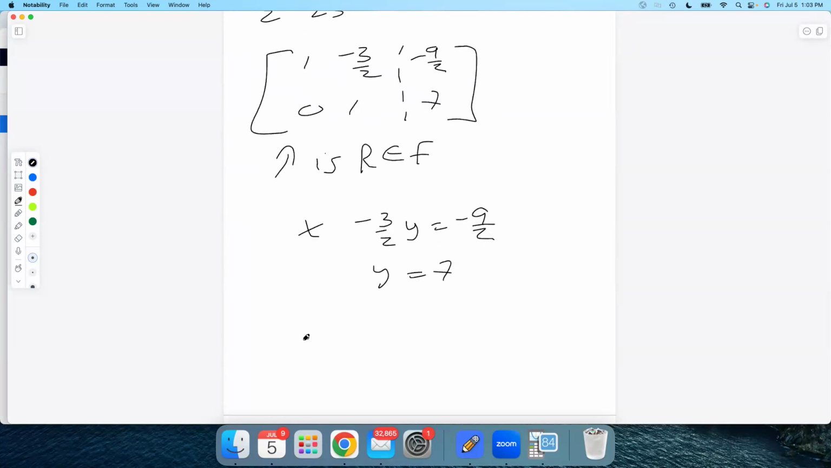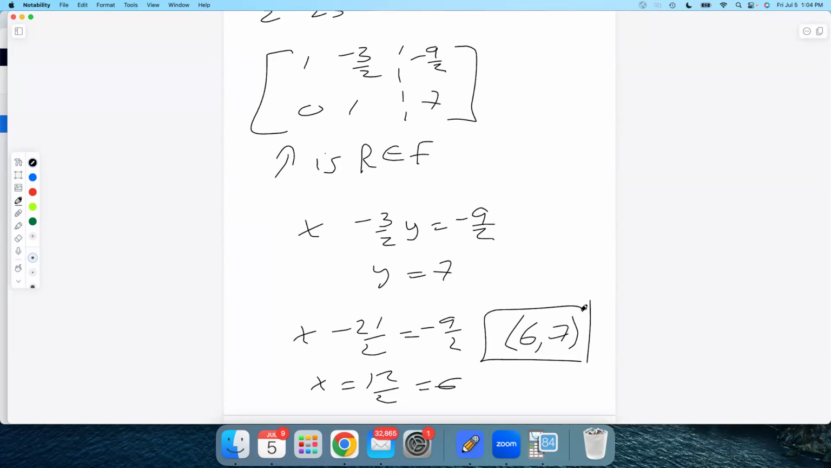So if y equals 7, we get x minus 21 over 2, just plugging in y equals 7, equals negative 9 halves. Add that over, x will be, let's see, 21 minus 9 will be 12 over 2, which is 6. So my solution is the point (6, 7). And we're done. That's the solution.